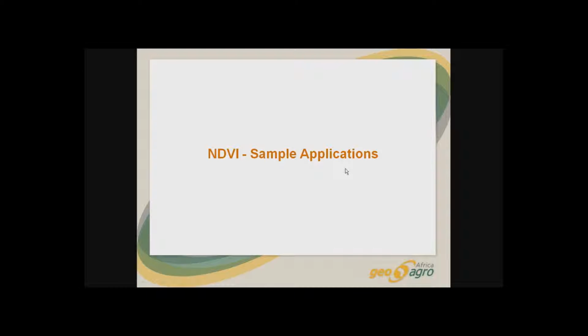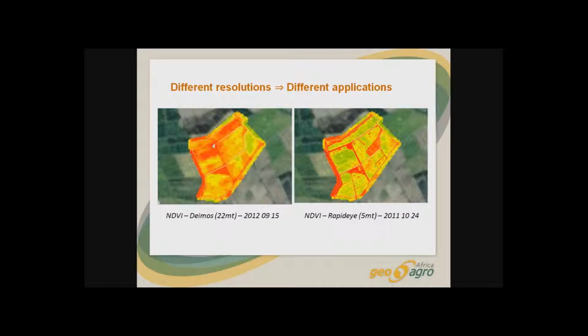Sample applications. This is where the interesting part comes, or the more interesting. Now, before we go into applications, keep in mind that different spatial resolutions have different applications. So mid-resolution, like 22 meter, this is a sugarcane farm in Venezuela, will have a certain level of resolution, and 5 meter will have, of course, much higher resolution. You can see more things.